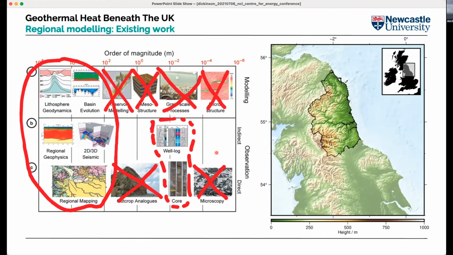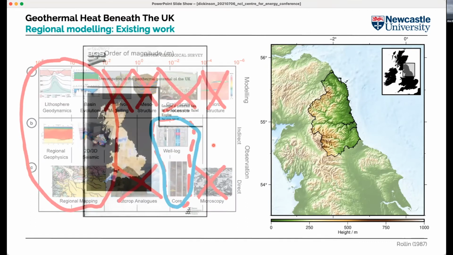So the first thing we did was look at regional work that's done, existing work that's been done within the region to do with geothermal heat flow. And the most obvious thing to do if you want to know the heat underground is obviously to drill a hole and measure the heat, which is what lots of people have done in the past. So we started by reviewing the literature on that.